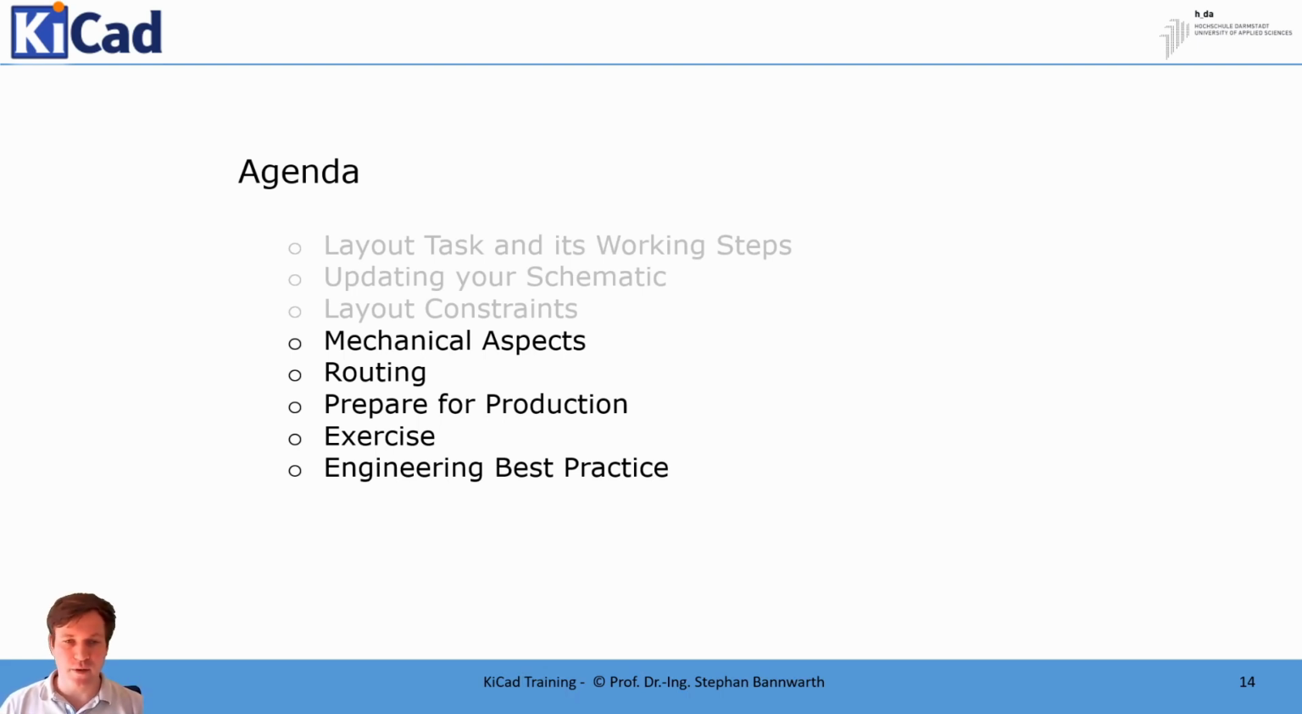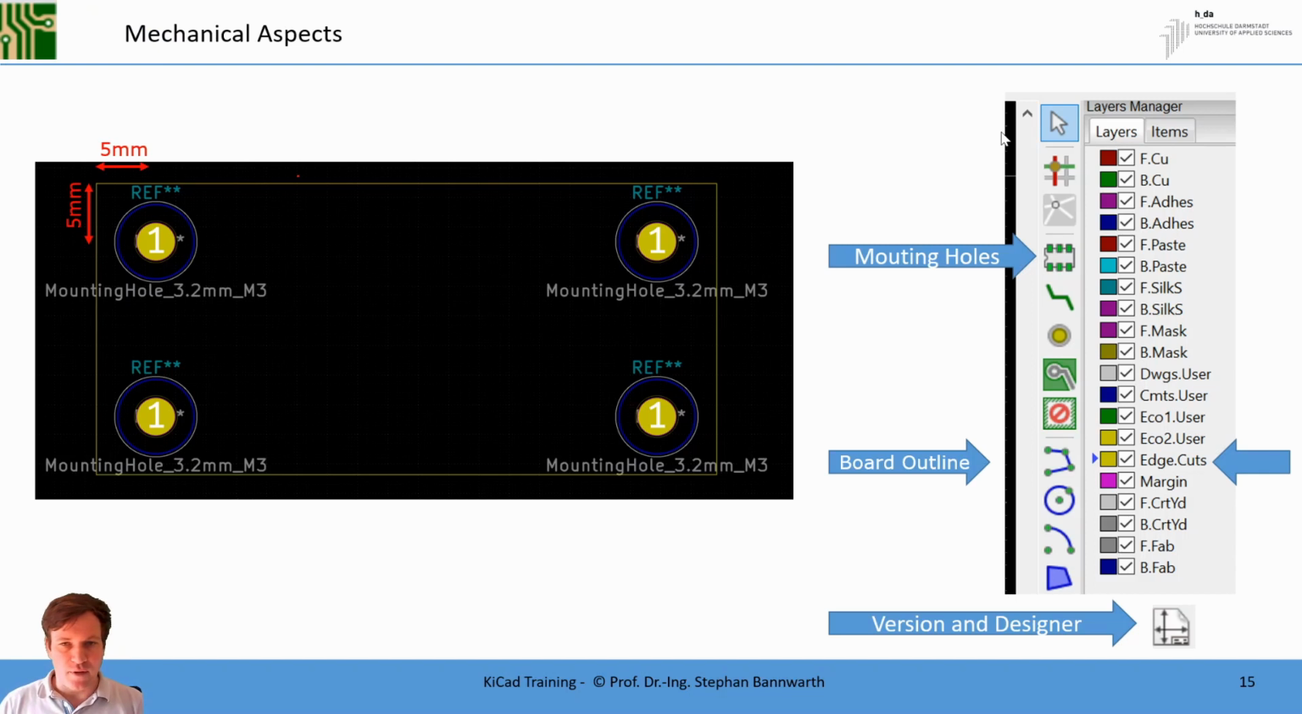Now let's talk about the mechanical aspects and how to enter them into our layout editor. For the mechanical aspects, you see here what we want to enter in our layout editor. You see the yellow line, the board outline, which is drawn by selecting the Edge Cuts board outline. You select the Edge Cuts on the right side of your layout editor.